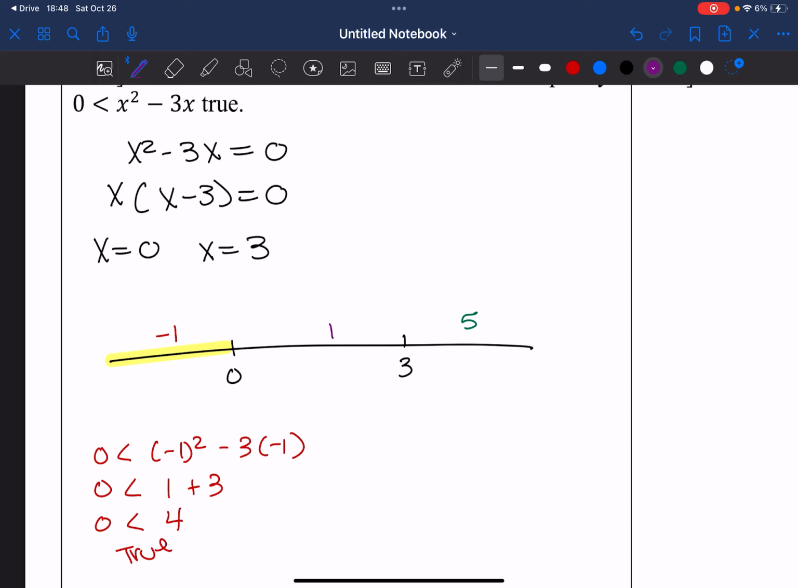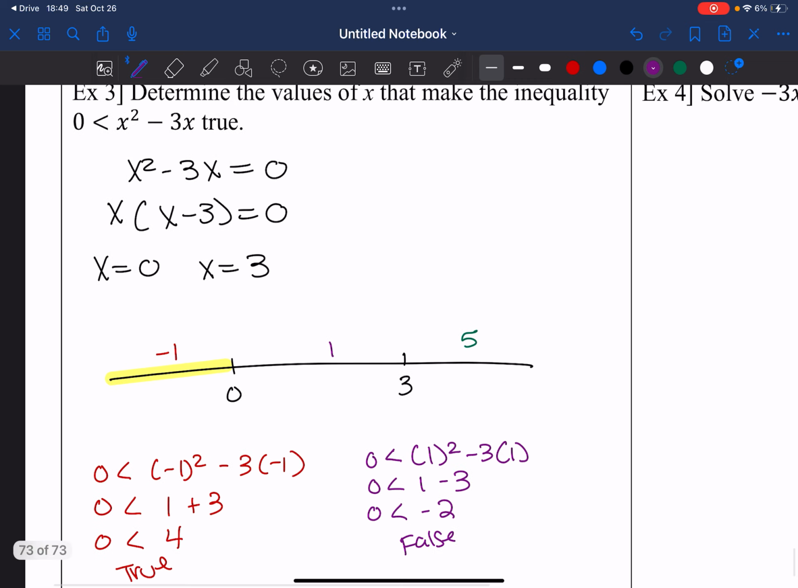And then I have 0 is less than 1 squared minus 3 times 1. So I have 0 is less than 1 minus 3. 0 is less than -2. This is a false statement, so I'm not going to shade.